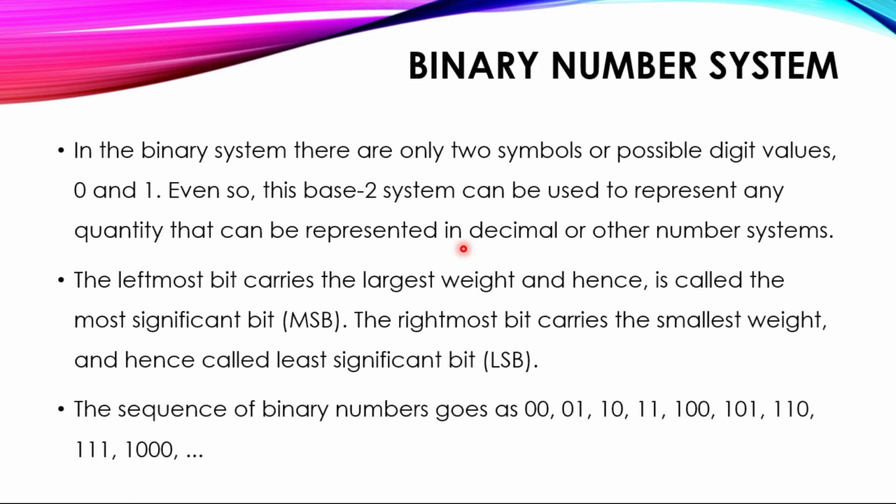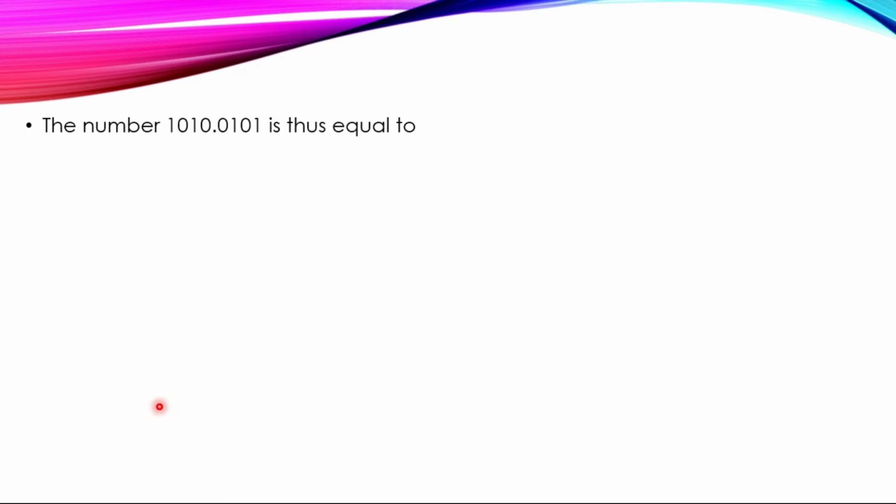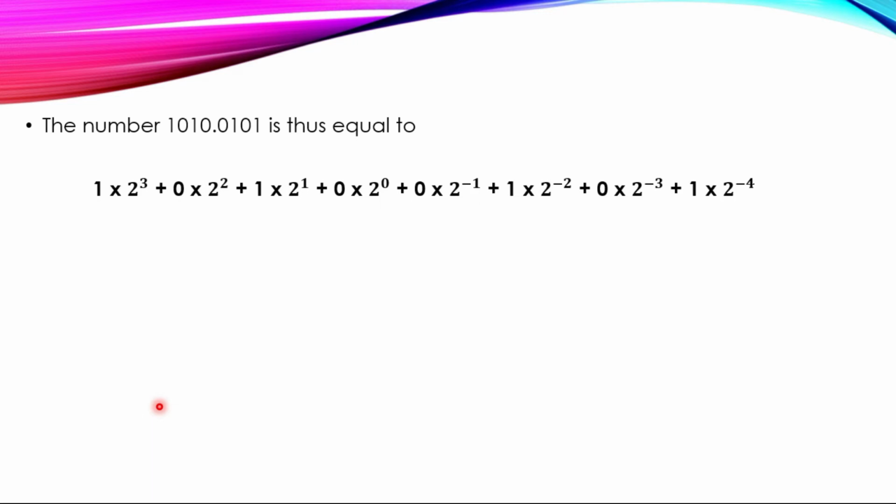The sequence of binary goes 00, 01, 10, 11 and so on. We will see one example, 1010.0101, which is equal to this series. Now we will see the series explanation of this series.